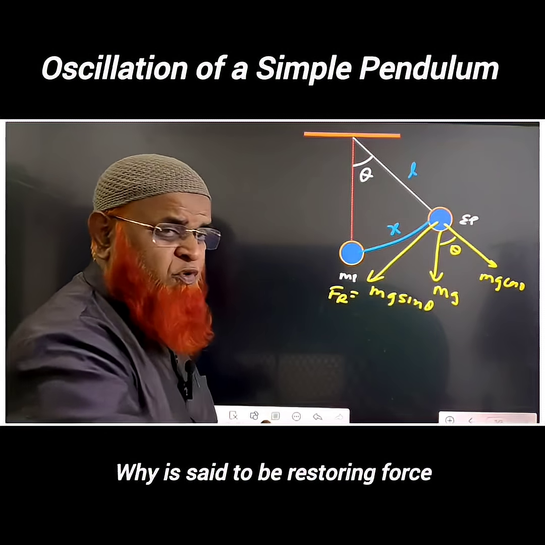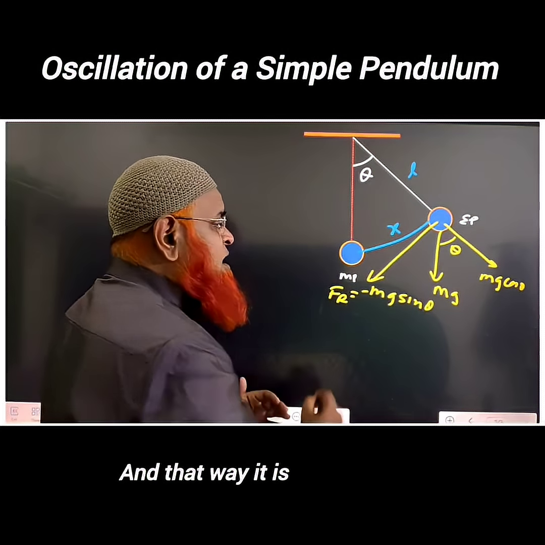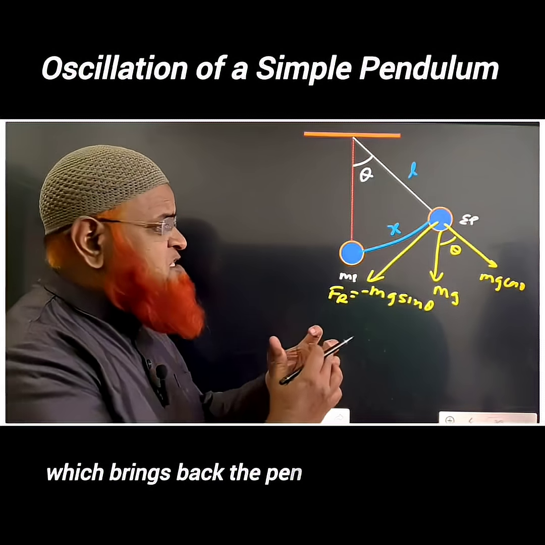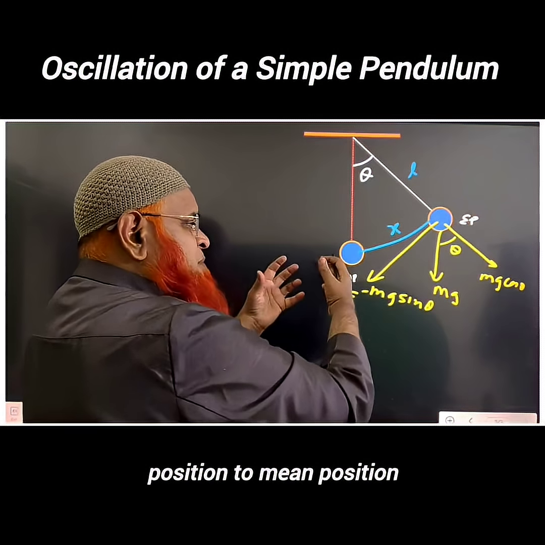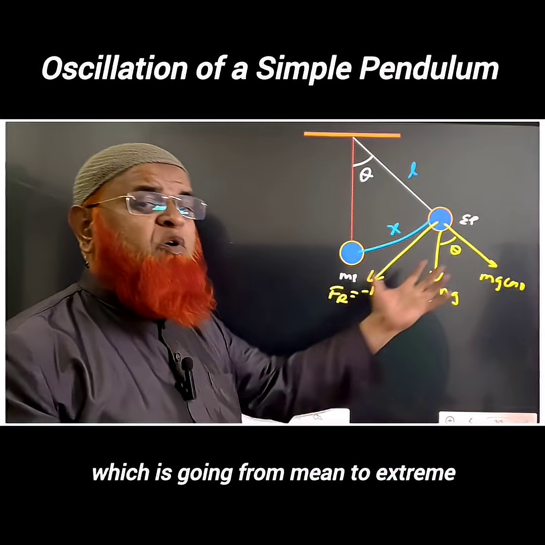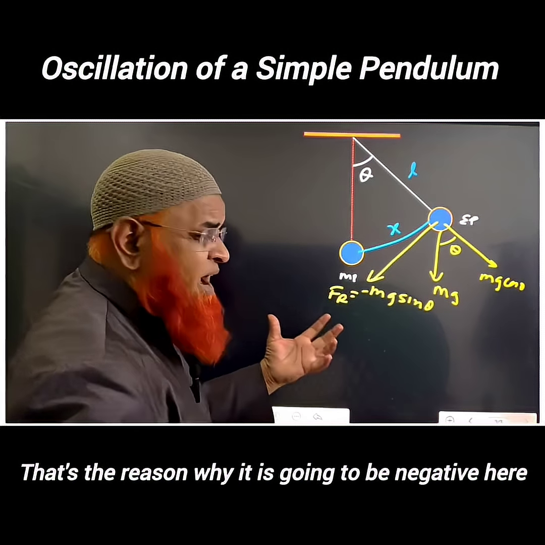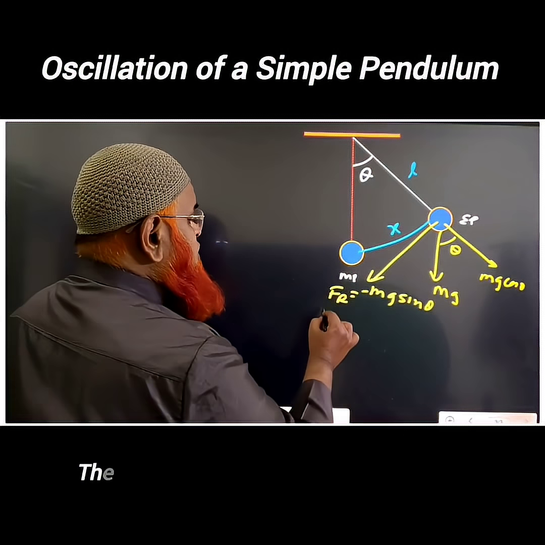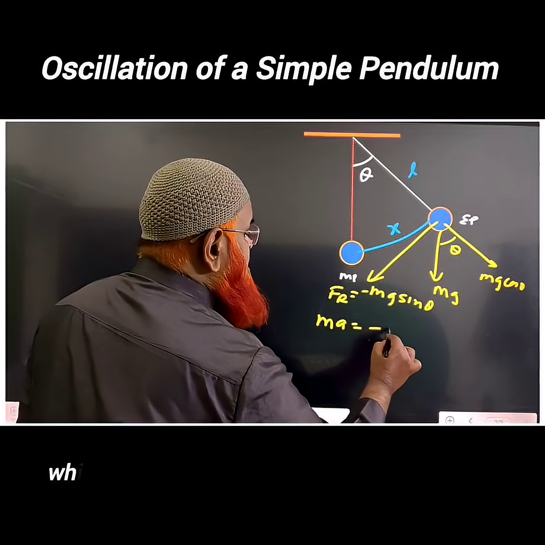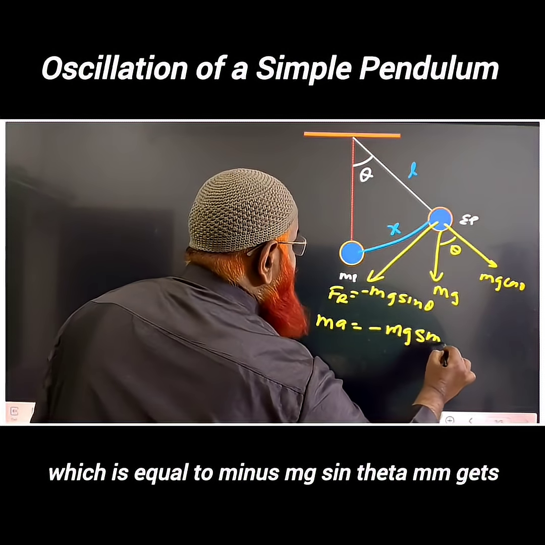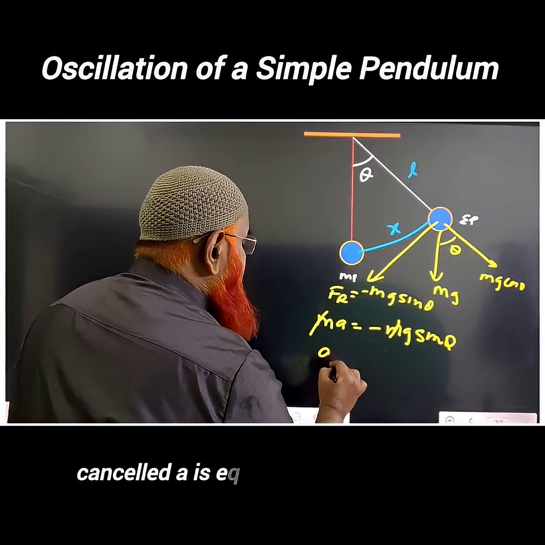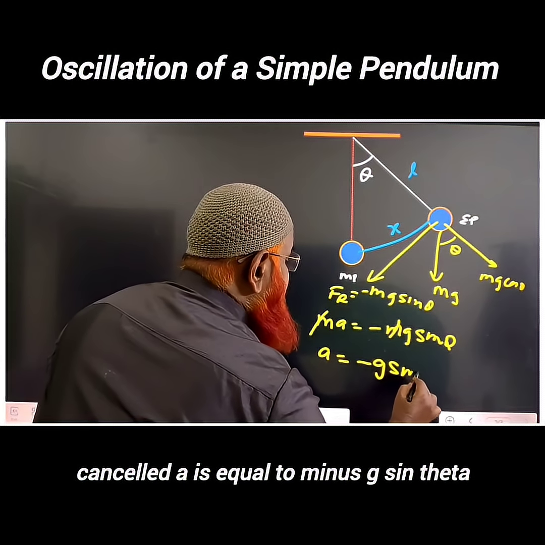Why is it said to be a restoring force? And that too it is negative here, because this is the force which brings the pendulum back from the extreme position to the mean position, whereas the motion is going from mean to extreme. So this is a reverse force acting. That's the reason why it is going to be negative here. Therefore, restoring force is taken as ma, which is equal to minus mg sin theta. m gets cancelled. a is equal to minus g sin theta.